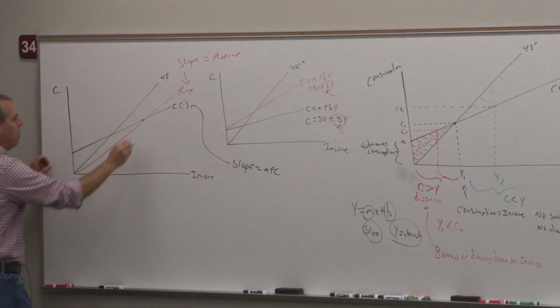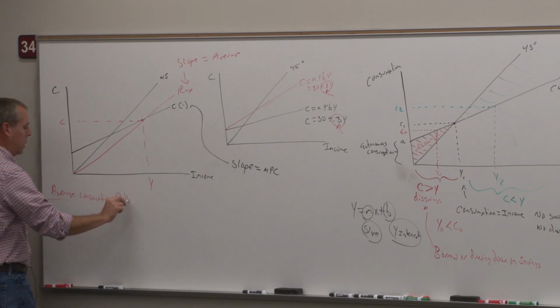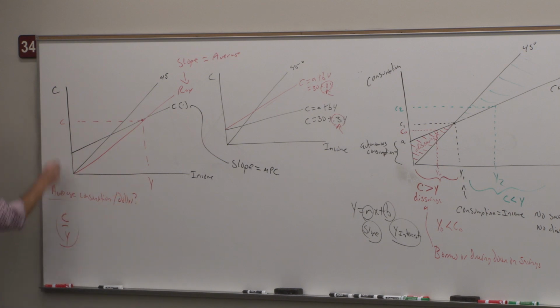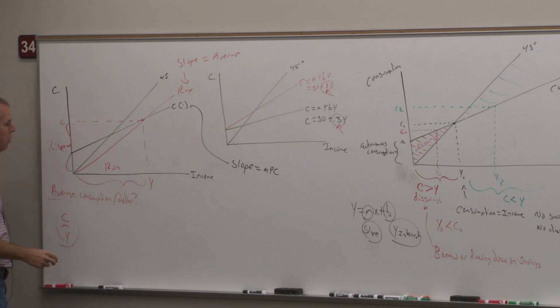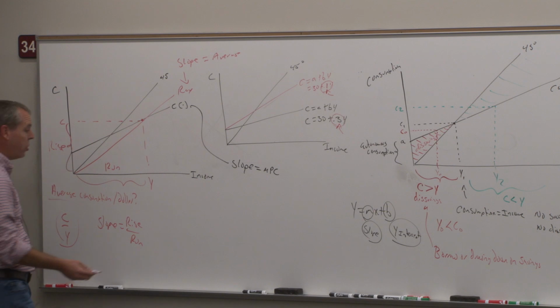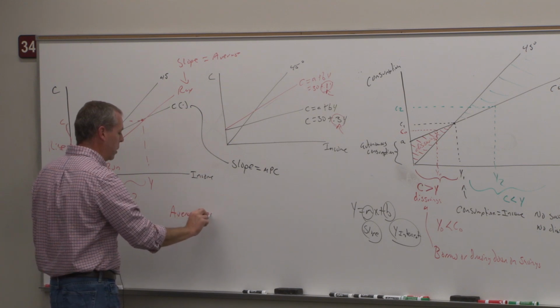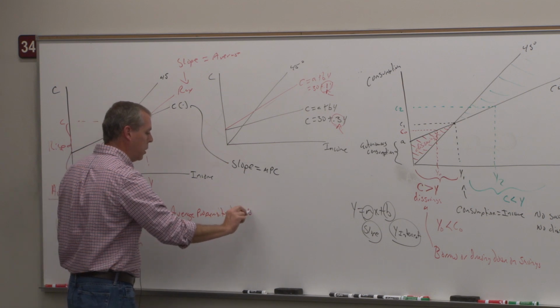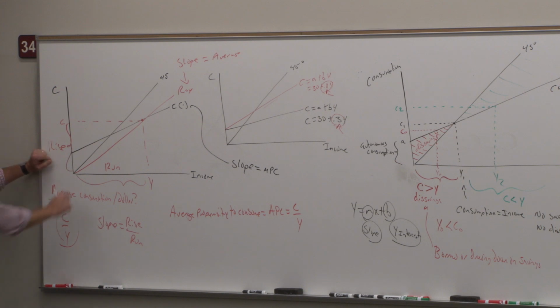Well, since we're talking about consumption, here's income, here's consumption. What's average consumption per dollar? Well, that's just C divided by Y. Here's your rise. Here's your run. Right, that's what slope is. Slope is rise over run. So this tells us our average propensity to consume. So here's our APC. This is just consumption over income. Consumption over income.